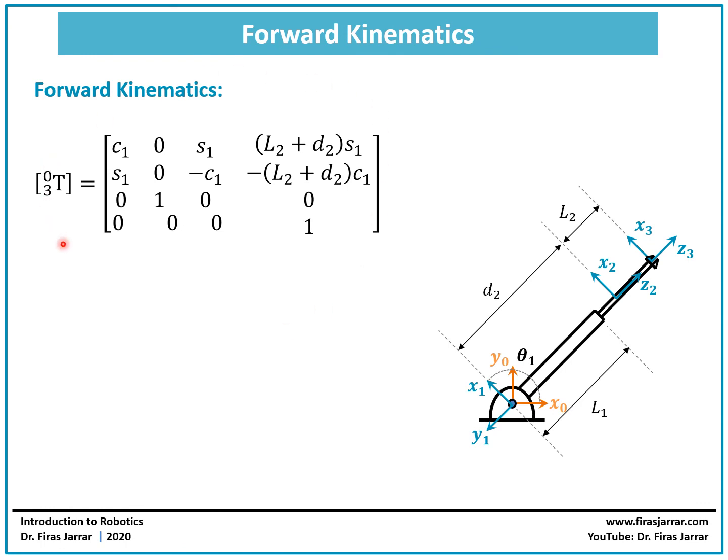So this is the final result. Just keep in mind that d2 here is variable, because frame 2 with respect to frame 1 will be moving along this direction, as the whole link here would be moving, translating in this direction. And θ1 is also another variable. L1 and L2 are constants, and this is the result of the forward kinematics.